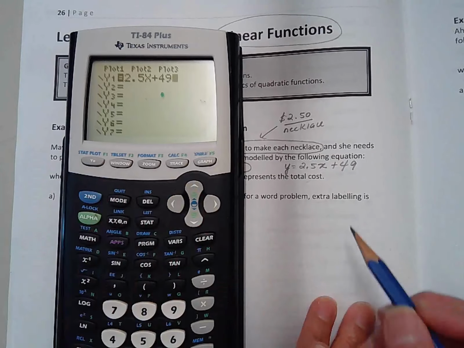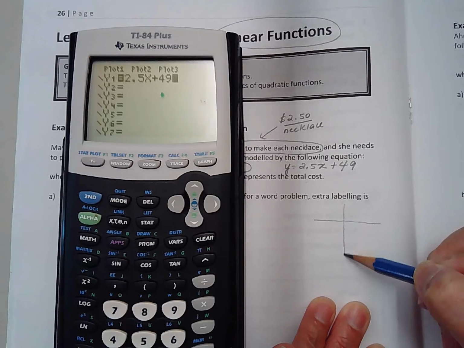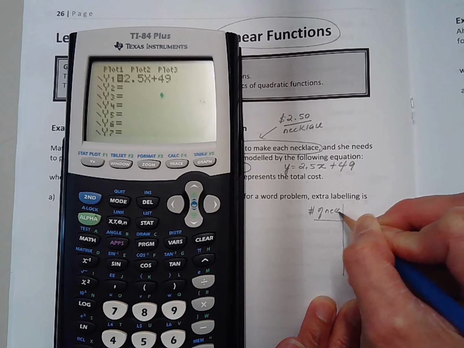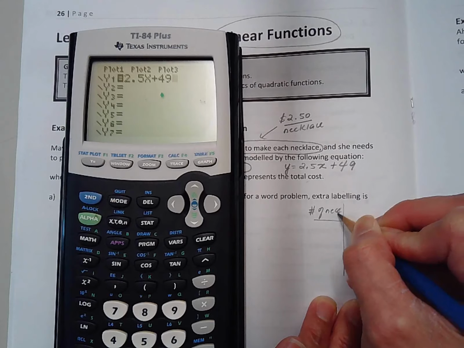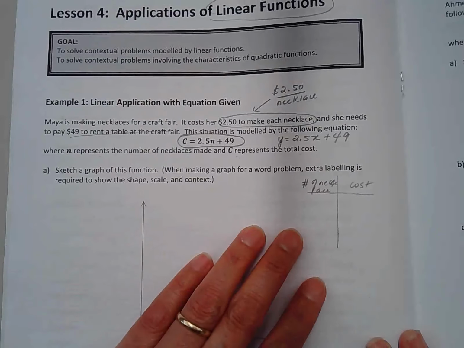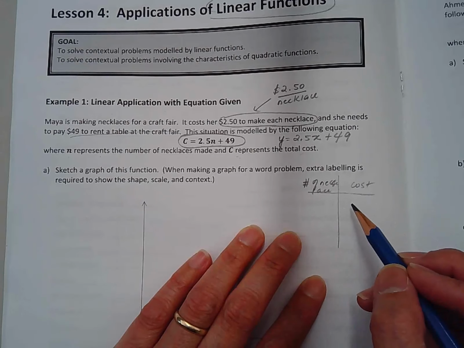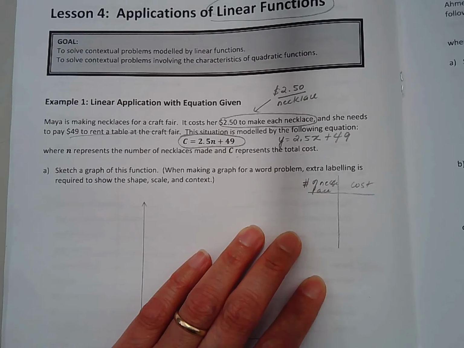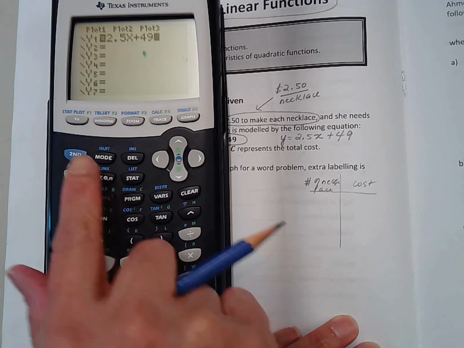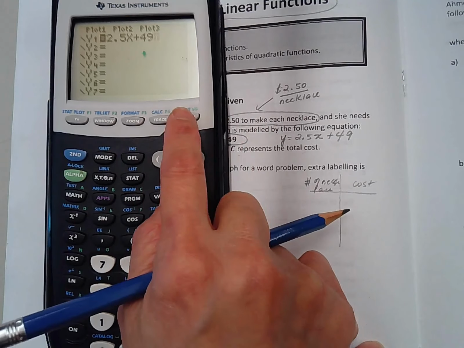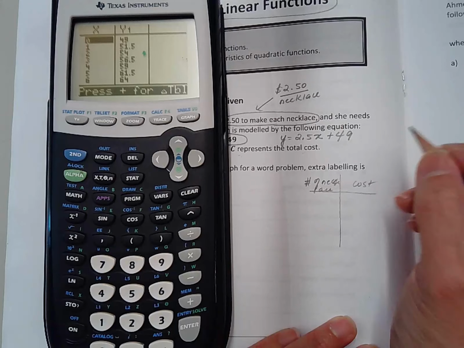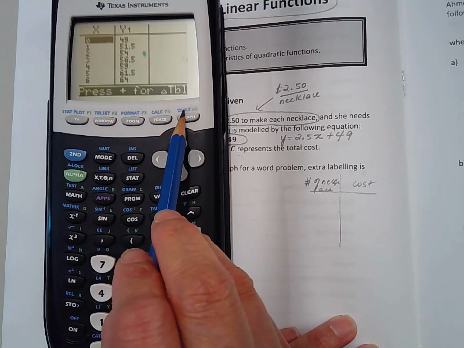Now, you probably want to make sense of this question. So sometimes it helps when I do this part here. X is number of necklace. And then this is a cost, right? So how do we figure out the table? The table of values. Your calculator could do that. How do you do it? Second function, graph. Very good. You've been practicing. So second function graph gives us a table of values.